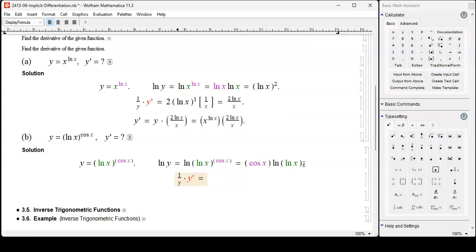How about the right-hand side? What do you see? Do you see a product rule? Product of two functions, cosine of x times log. So derivative of first function, and then the second function, and then the first function, and then the derivative of the second function, and oh boy, this is going to be a chain rule.